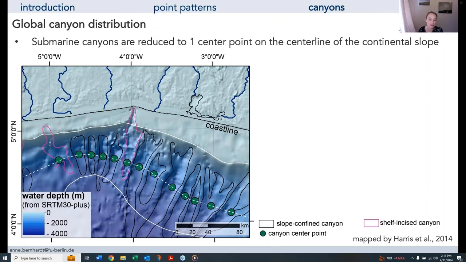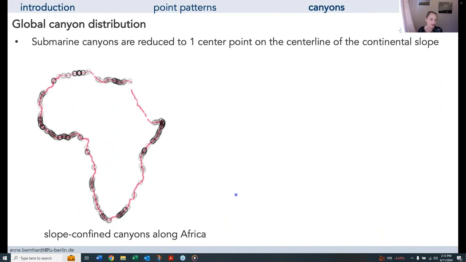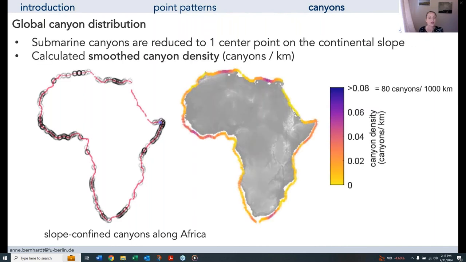And we do that because canyons cannot just occur randomly along the continental slope, but there can only be one canyon along each stretch of the continental slope. And so we simplify each submarine canyon to a single point, and this is how this looks. These are the slope-confined canyons along the continental margin of Africa. And then we calculate a smooth canyon density. The units would be canyons per kilometer out of this point pattern.